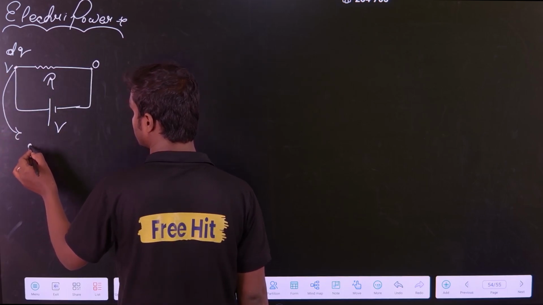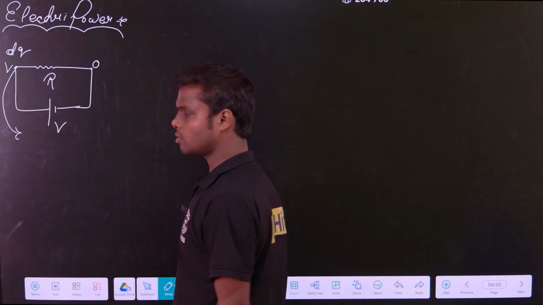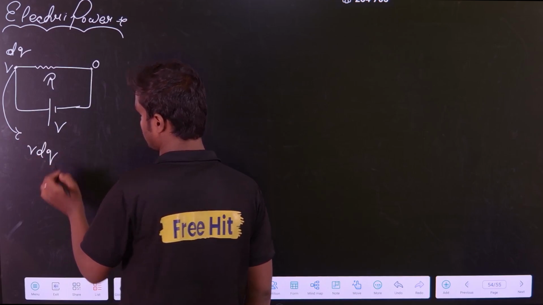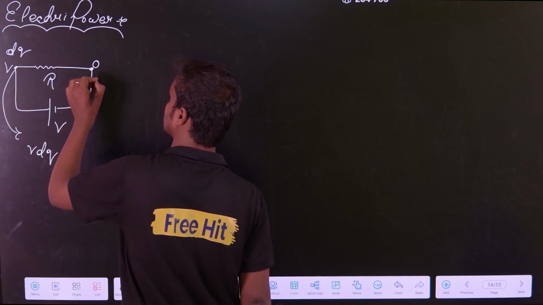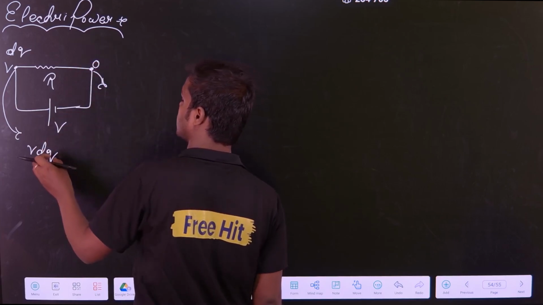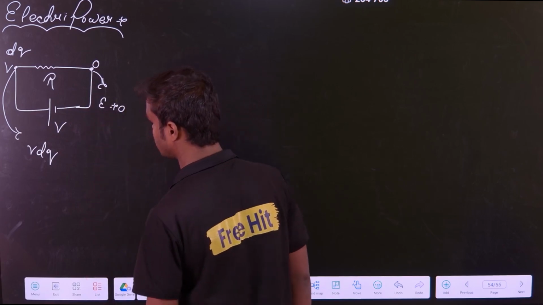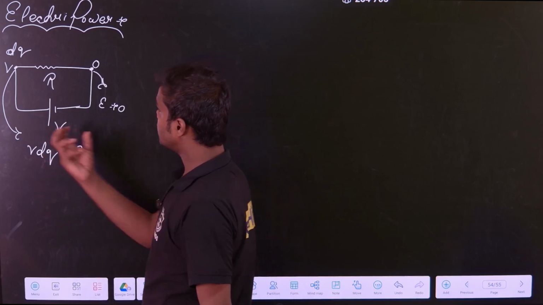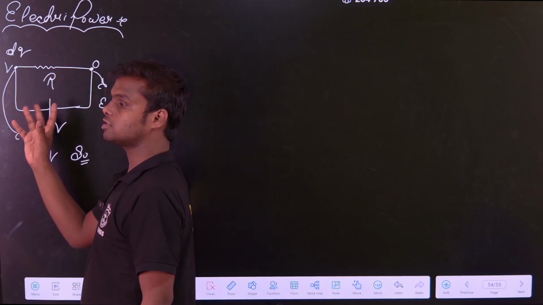So what is the energy at this point? From electrostatic potential, we know the energy is nothing but the work done, which is V dq. That is the energy at this point. What is the energy at the other point? The potential there is 0, so the energy is 0. Here the energy is V dq, but here the energy is 0. So where has all that energy gone?